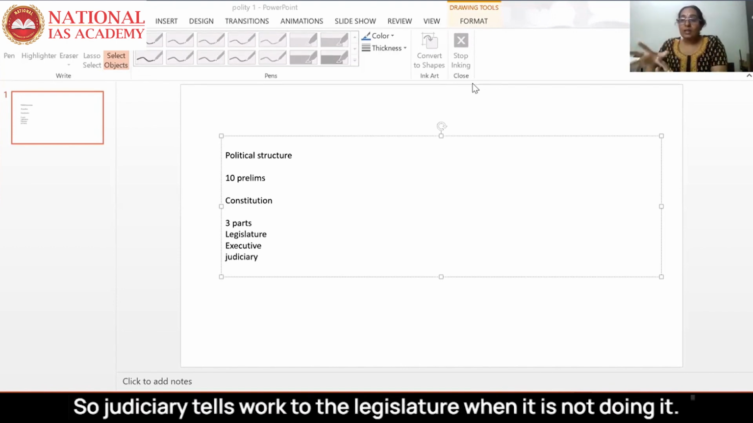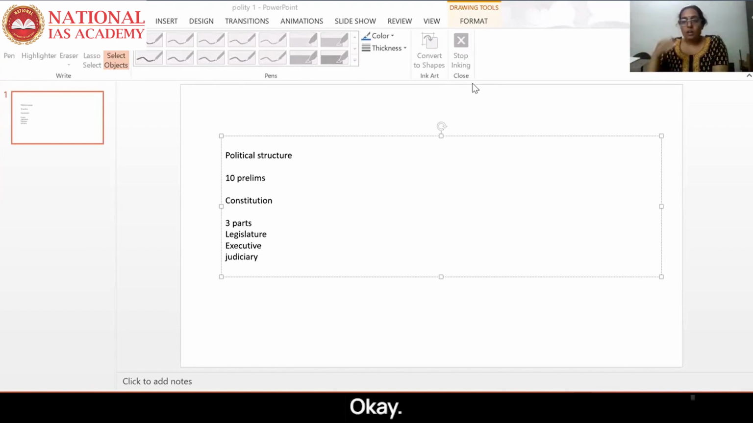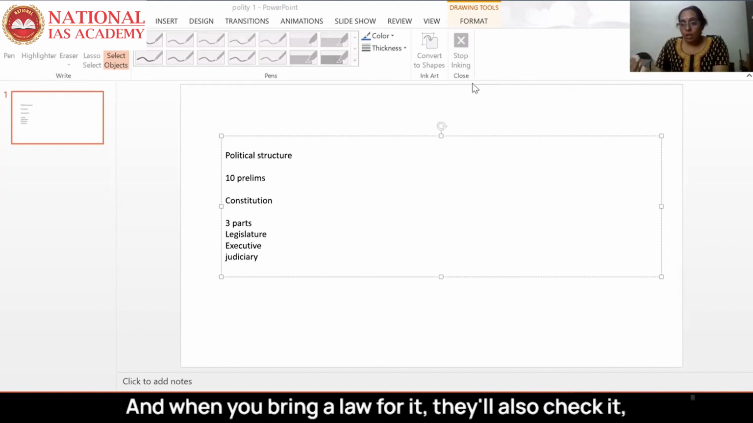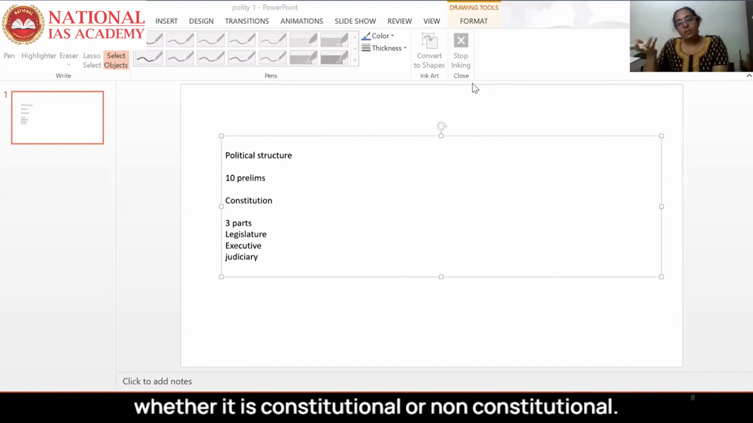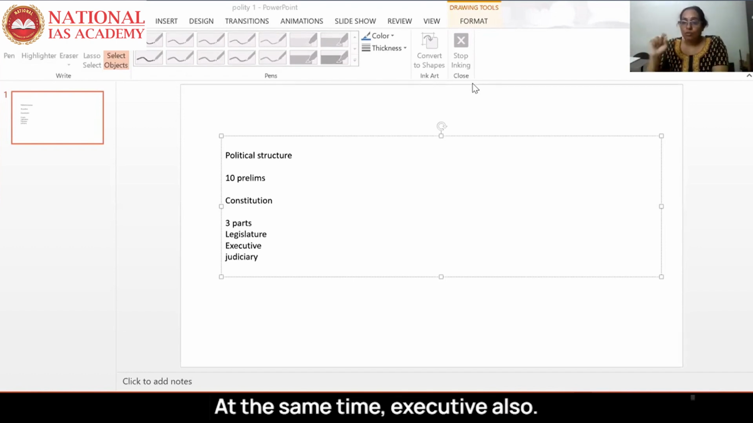So judiciary tells the legislature to work when it is not doing it. They make them work for it. They tell them, bring a law for it. And when you bring a law for it, they'll also check whether it is constitutional or unconstitutional. At the same time, the executive also.